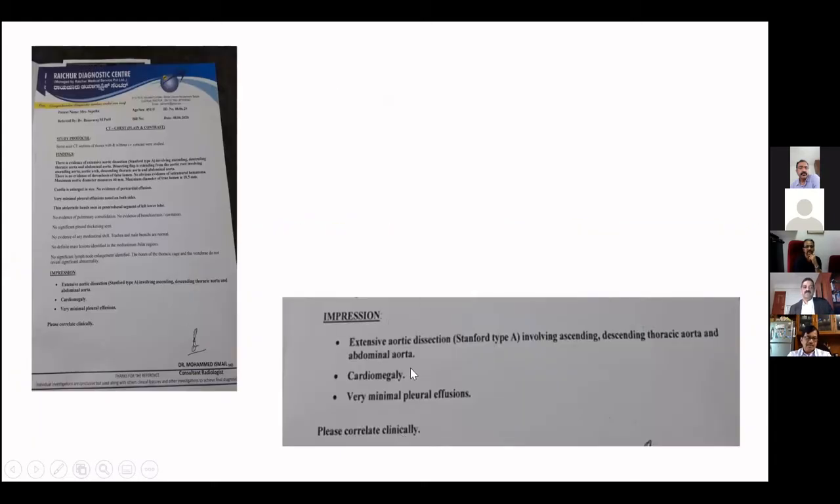aortic dissection, which was well reported by the diagnostic center in Raichur: extensive aortic dissection and cardiomegaly with minimal pleural effusion. And this lady was fortunate enough to report to us and get a surgery done and survive despite having an extensive type A dissection and being in a taluk place.